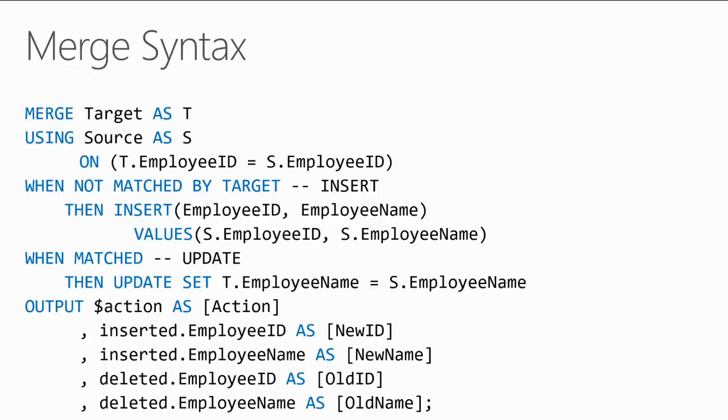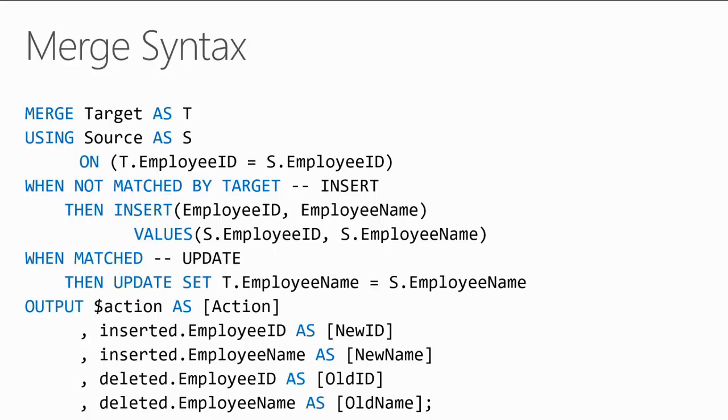So merge target. Where do I want to send the data? Using source. Where's the data coming from? And then finally, my join statement. So what's going to be the match? What's going to identify whether or not something is new or something is old? And if it's new, that's going to be when not matched by target. There's our insert statement. When it is matched, already exists, that's going to be our update statement.